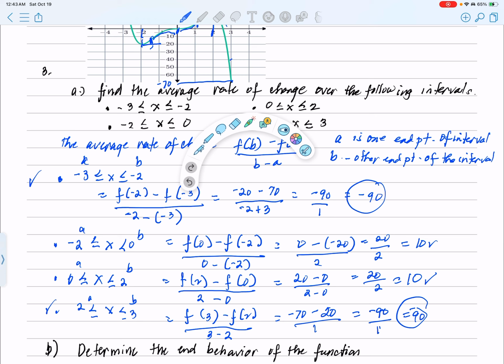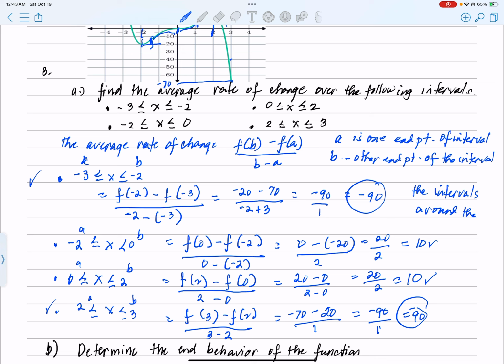In the point, the intervals around, you could say the intervals around the point of inflection are much slower than the other intervals, meaning than the others.